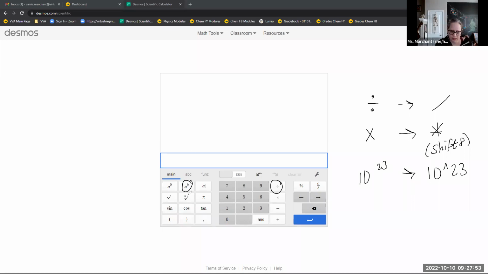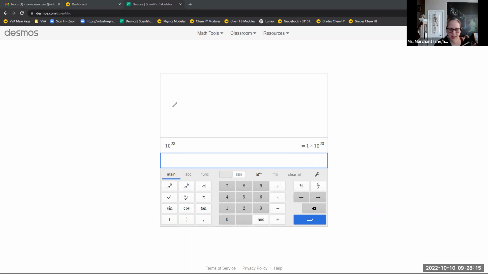Or you could use the keypad AB. So I could type in 10 AB and then 23, and that puts it right up in that superscript area. And in this case, it gave it to me in scientific notation. So lots of little pluses with using this calculator.